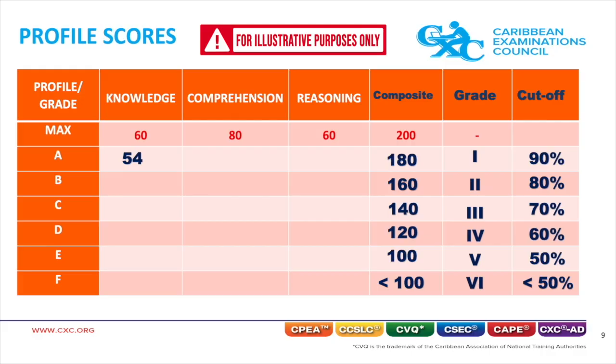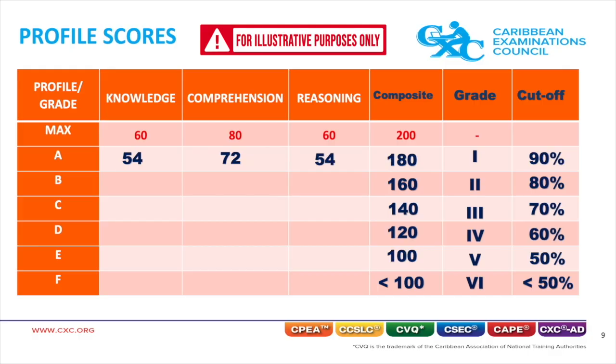In the case of the comprehension profile, profile grade A has a minimum of 90% of 80, the cutoff associated with grade 1 times the profile max, giving us 72 marks. In the case of the reasoning profile, profile grade A has a minimum of 90% of 60, which is the cutoff associated with grade 1 times the profile max, giving us 54 marks.